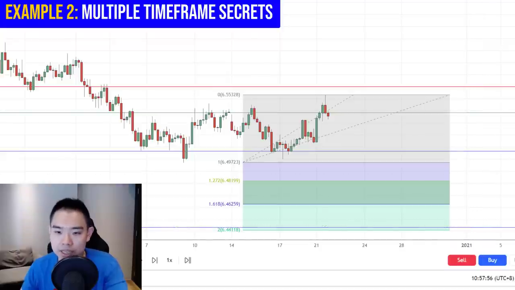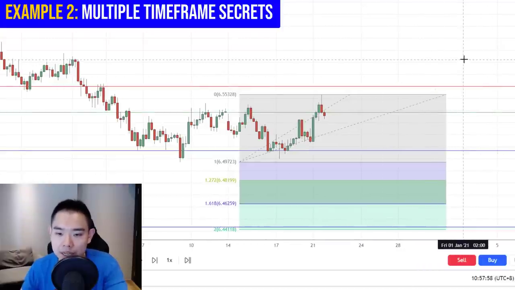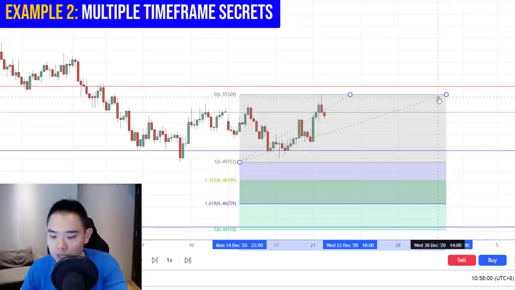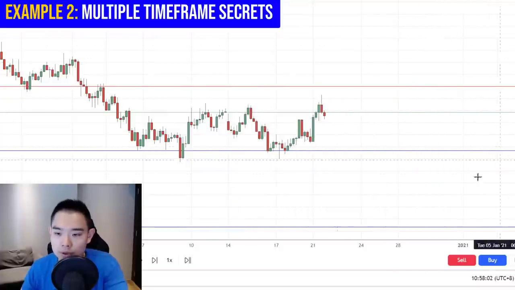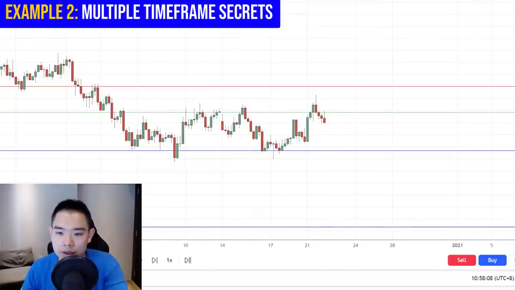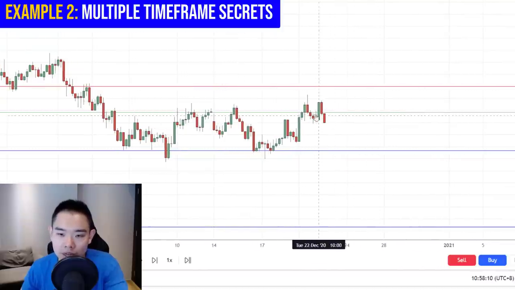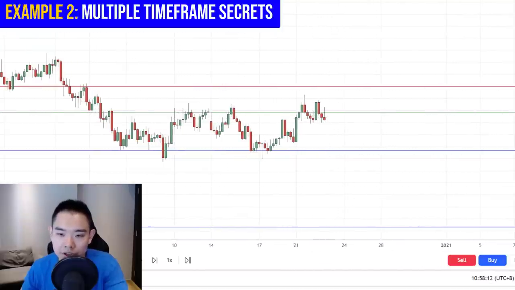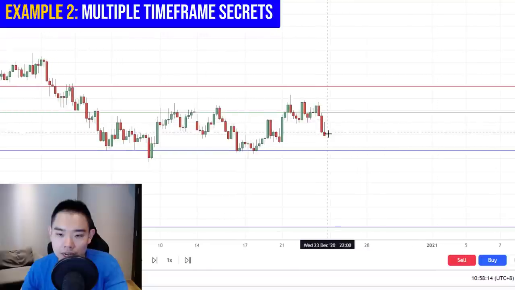So let's see what happens next. I'll just remove this one so you can see how the price action unfolds. This is my first target. This is my second target. In this case, the market pretty much went a little bit against me, started to move in my direction, then starts to head down lower at this point.